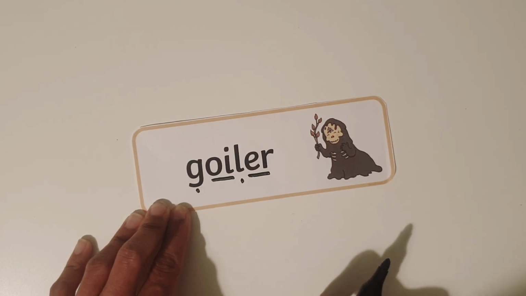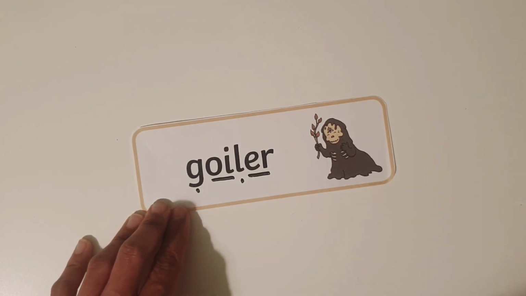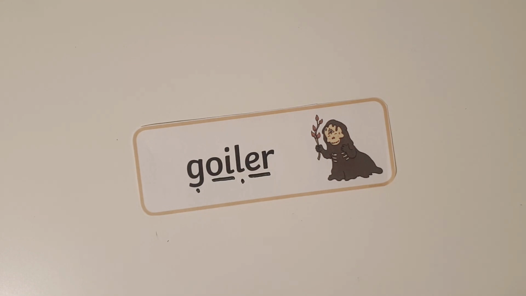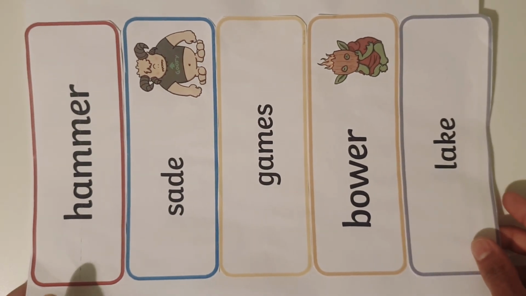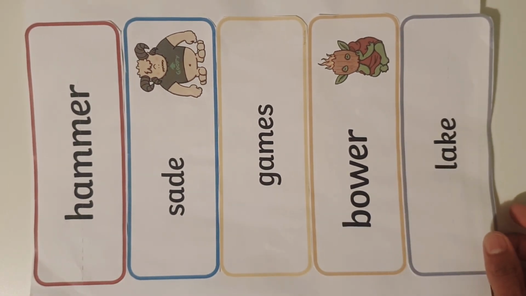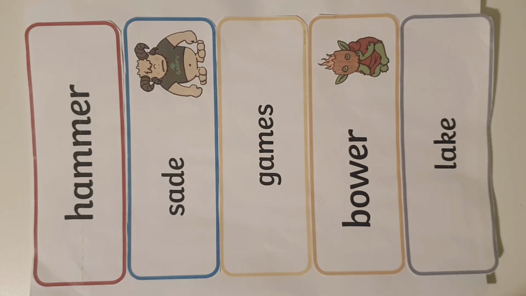And there you go. That's how you can use sound buttons to help you read real and alien words. Here are a few words for you to try at home. You can pause the video, and when you have read these, have a go at writing your own real and alien words with the sound buttons and then emailing them to the year group email.